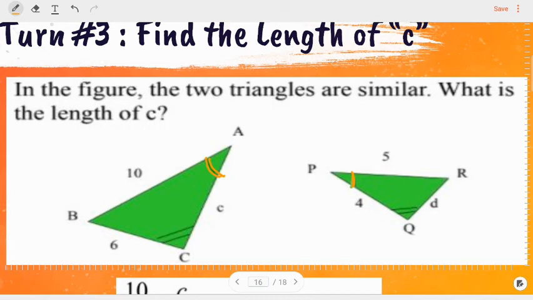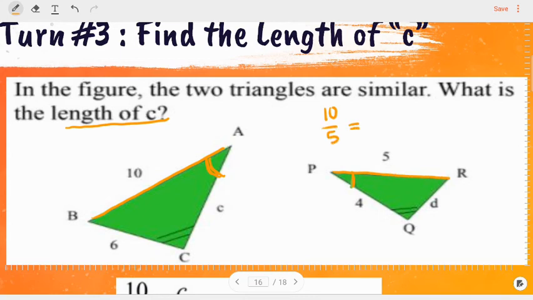So if I want to find a missing side length, let's find C first. So I'm going to write a proportion. Now, one of the numbers I know is 10 on the big triangle. Now let's find its matching side length on the little triangle. 10 goes in between the one that's marked with one angle bar and no angle bar. So 10 matches up with this length of 5 on the smaller triangle.